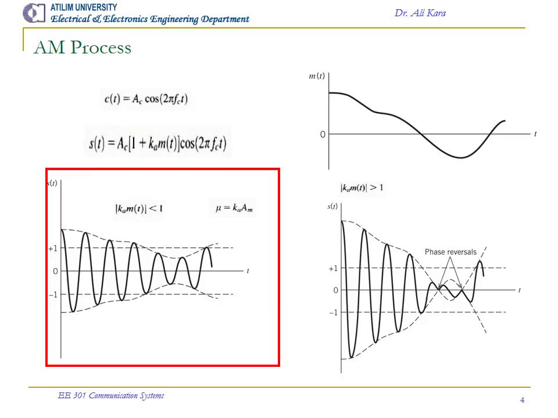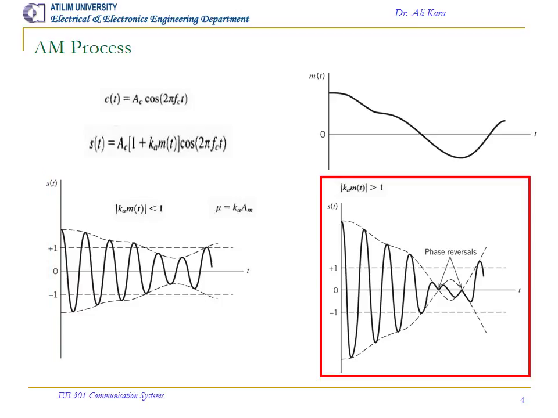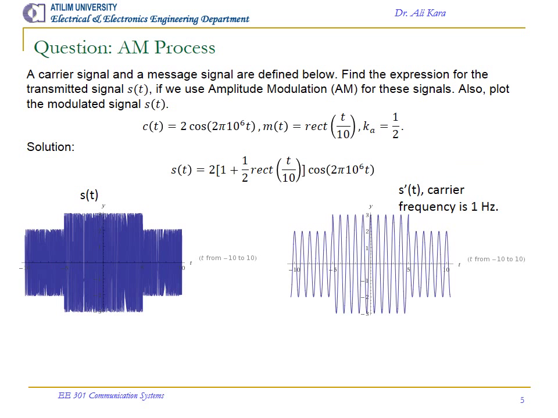When k_a times m of t in absolute value is less than 1, we have no phase reversals, so the graph looks something like that. When we have k_a m of t larger than 1 or smaller than -1, we have phase reversals, as shown in the graph.